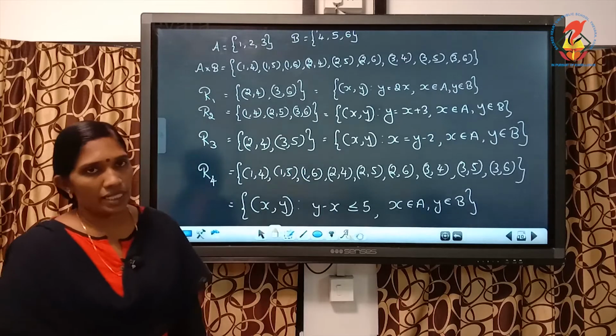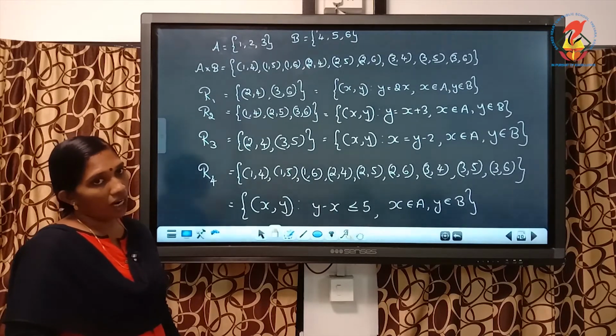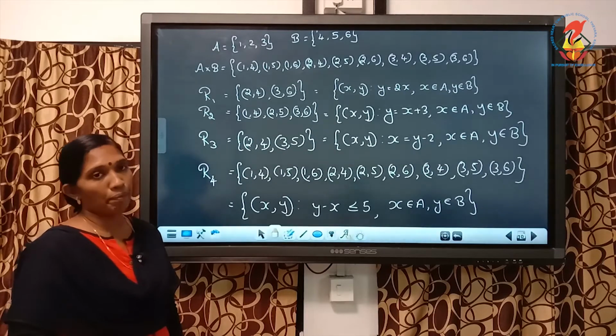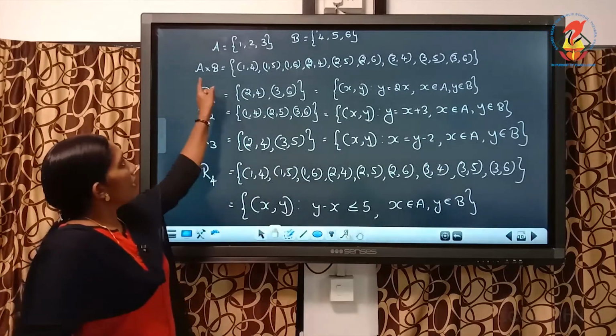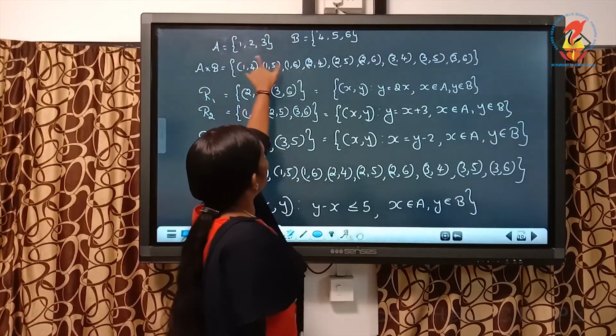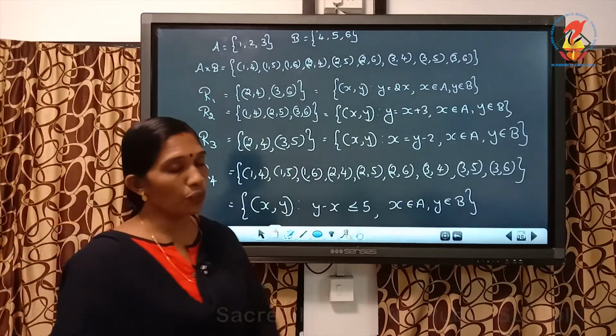So, what do you understand? A relation R from a non-empty set A to a non-empty set B is a subset of A cross B. So, A cross B, how many subsets for A cross B? In A cross B there are 9 elements. So, number of subsets is 2 raised to 9.